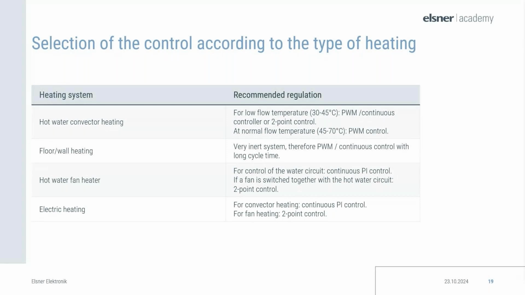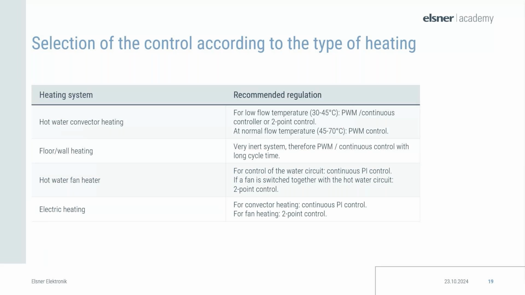cycle time is recommended. If you're using a hot water fan heater, the control should be done with a PI control. If a fan is switched together with the hot water circuit, two-point control is needed. What the two-point control exactly is, we will discuss over the course of the webinar. Also, there's the electrical heating, for example, the convector heating. There, clearly, the PI control is recommended. Otherwise, if a fan is also implemented, you will make use of the two-point control.